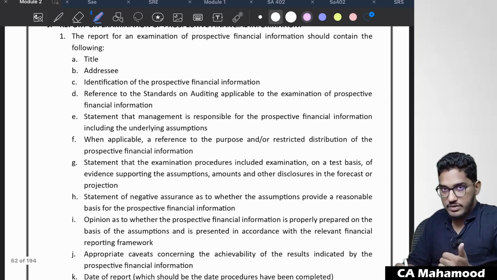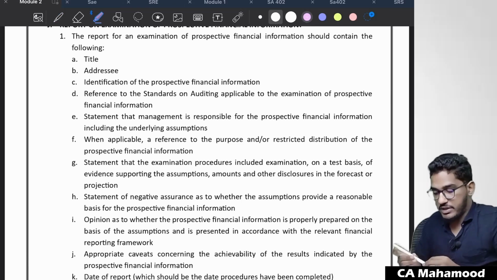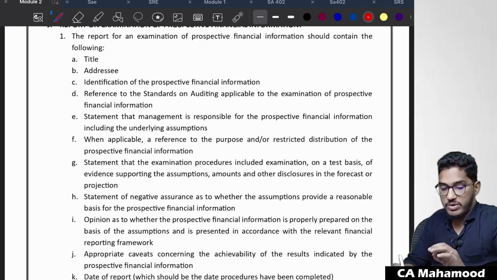First, there should be a title. When you are done with the verification of prospective financial information, you are required to prepare a report. In that report, the first content should be the title. A proper heading should be given.